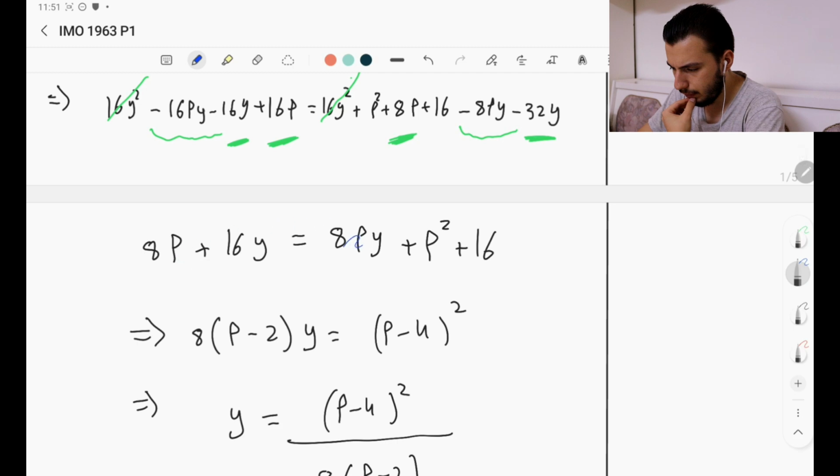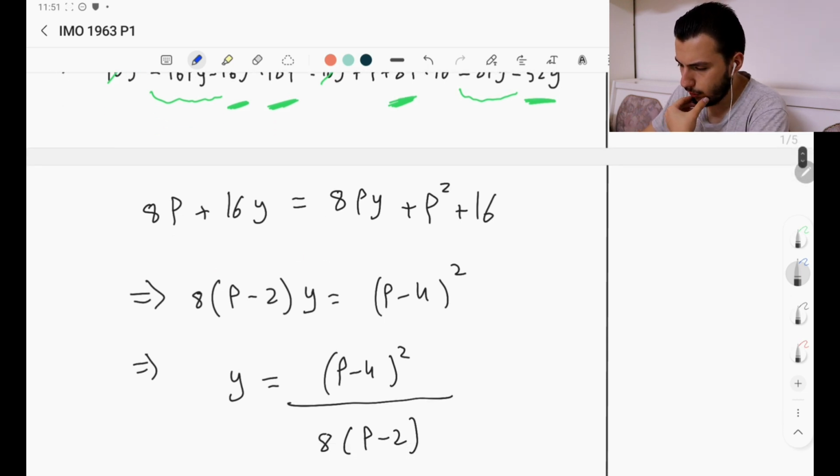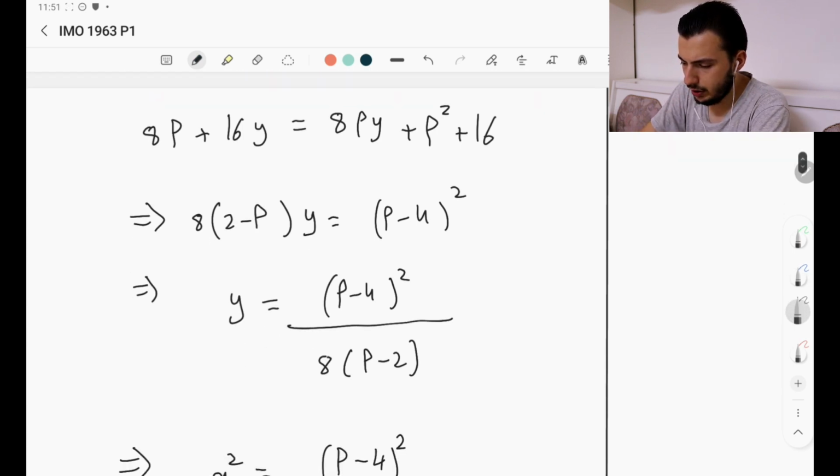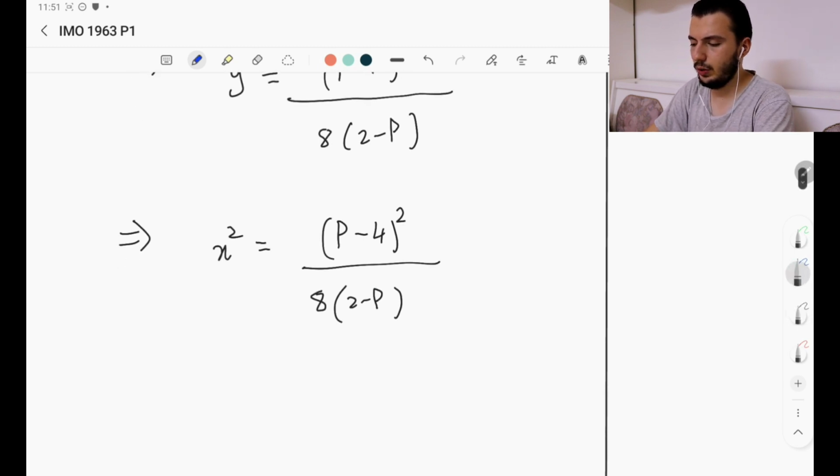Yep, because if we move this to the right hand side, now it will be 8 times p minus 2. So actually it should be negative, right? Oops. So no problem at all. We can simply just make this 2 minus p. And hence here we need to make it 2 minus p. And hence here it should be 2 minus p. Alright, now everything is good.